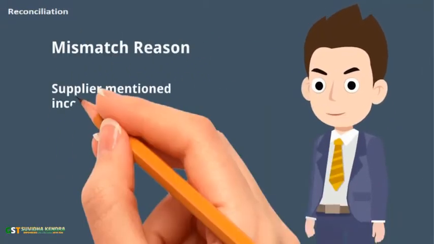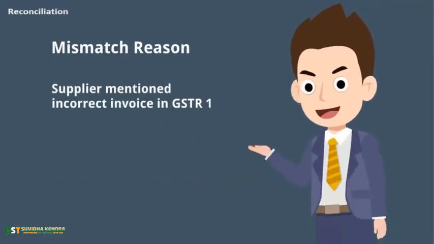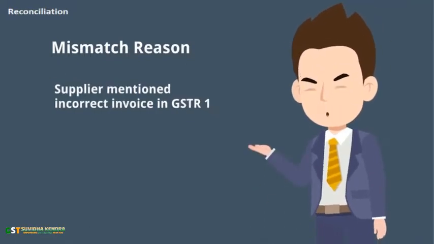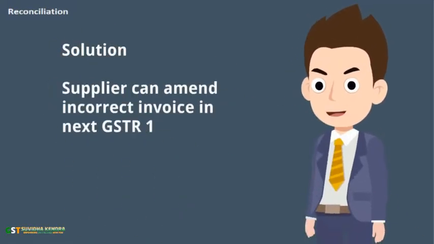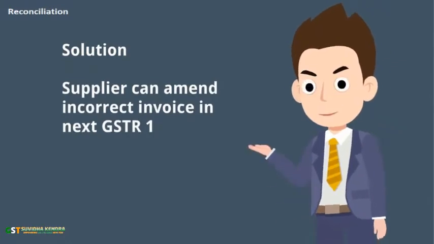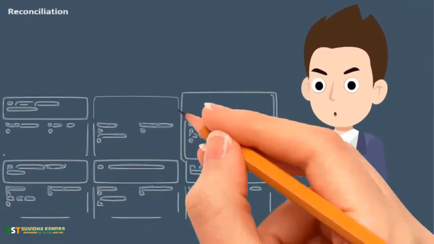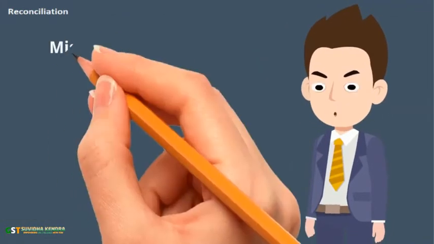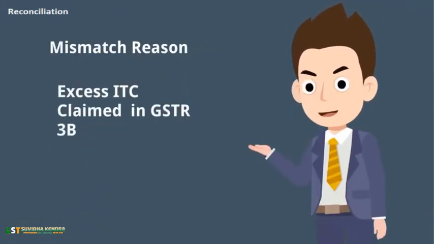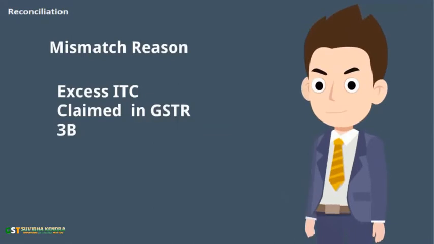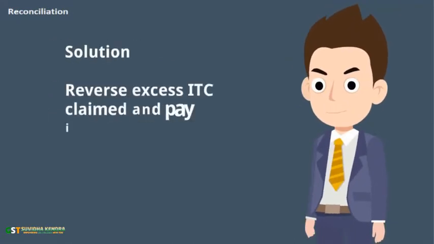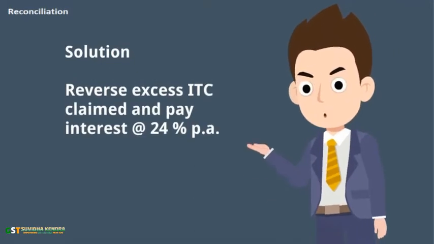Another reason could be supplier has mentioned incorrect invoice in GSTR 1. So buyer can inform supplier and supplier can amend that invoice in next GSTR 1. Third reason can be buyer has claimed excess input tax credit. It means supplier has mentioned correct invoice, but buyer has claimed more than what was declared by supplier.